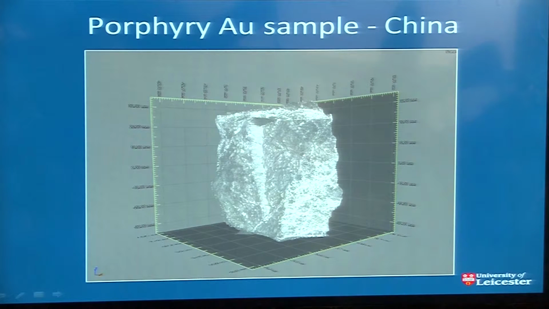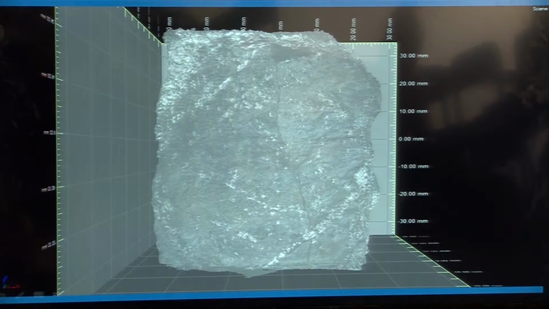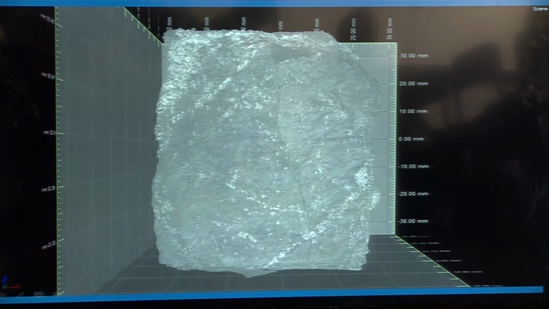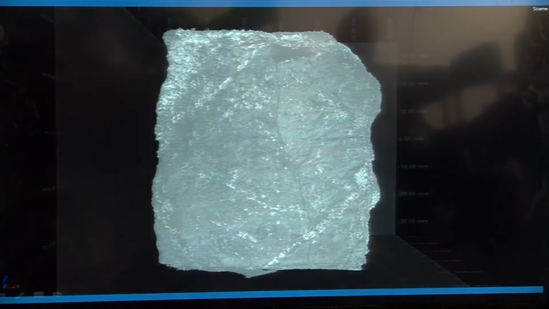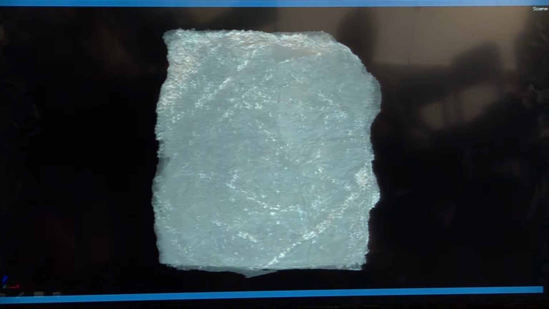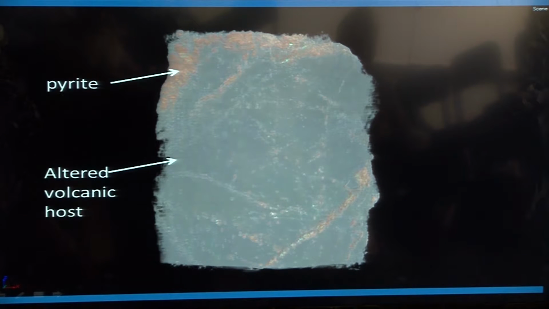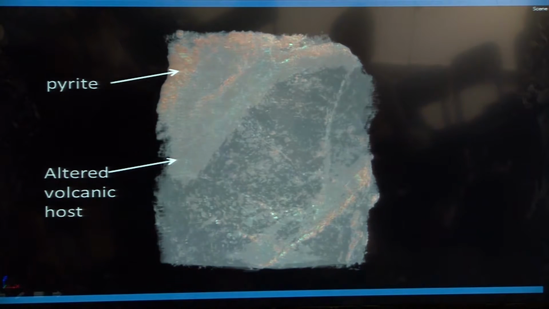So I'm going to show you a sample of a fairly high-grade porphyry gold rock from China. This is a typical hand sample, about 6 centimeters by 3 centimeters there. And what we'll do is gradually take away the lower density material. We'll colour pyrite an orangey colour there.